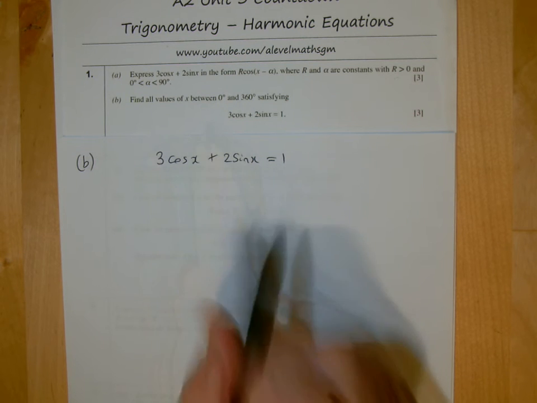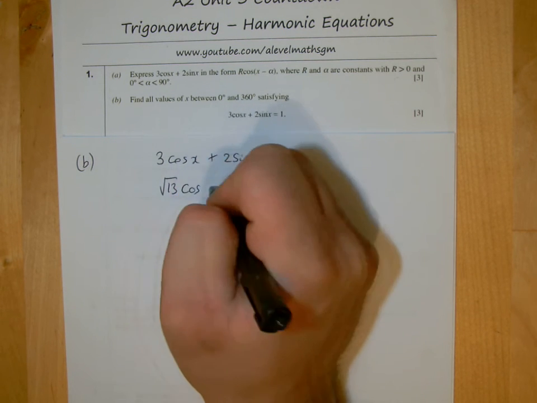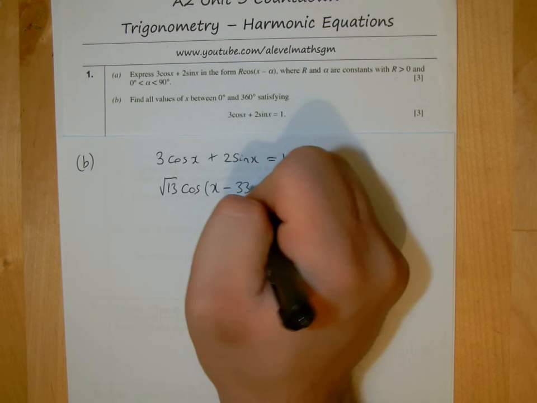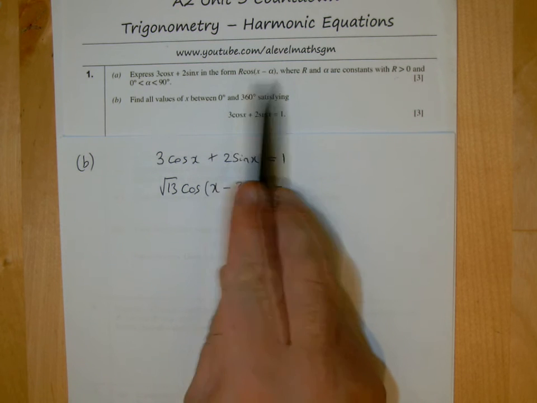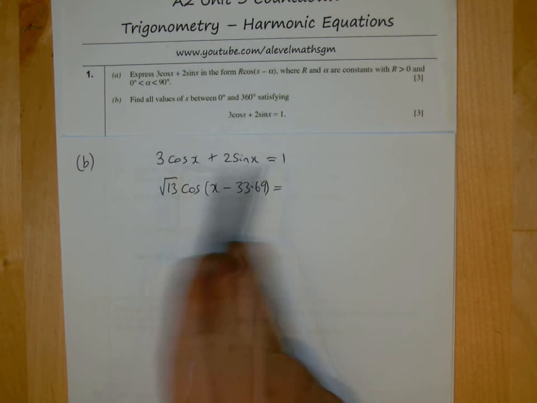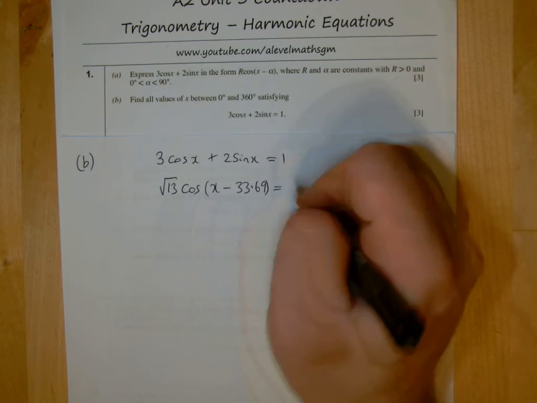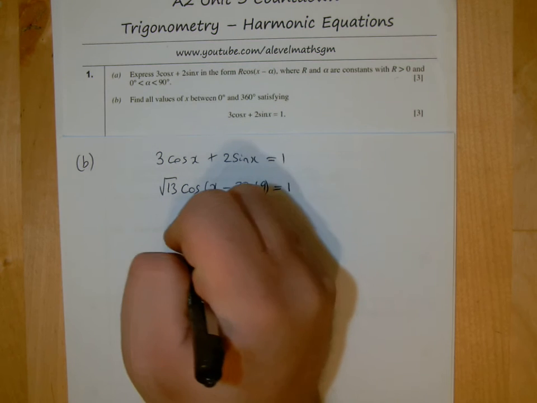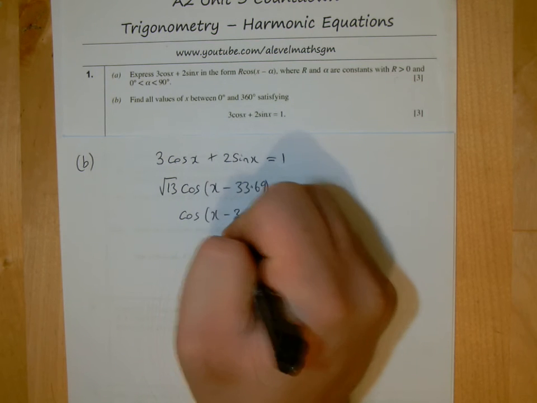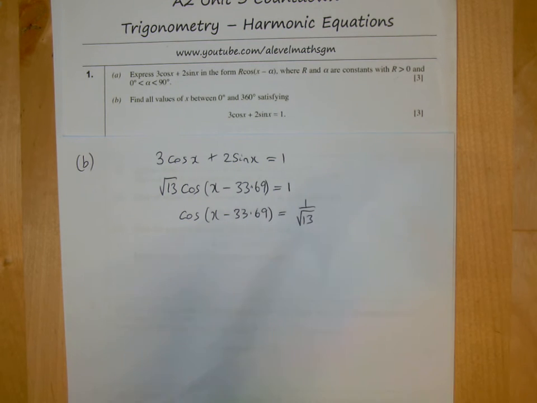So we know this can be written as square root of 13 cos(x − 33.69), because we've expressed it in that form, and we worked out R and we worked out alpha. So instead of having to solve this, we can replace it with just a cos function, which is quite nice, where it's equal to 1. So when we go about solving this, the first thing you're going to do is take that root 13 over the other side and divide, so you get 1 divided by it.